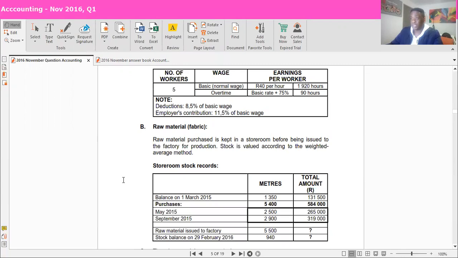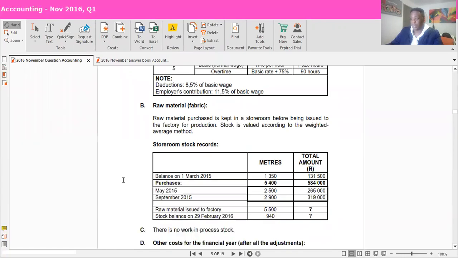They say raw material purchased is kept in a storeroom before being issued to the factory for production. Stock is valued according to the weighted average method, right? So you can see here that they bought so many meters of whatever fabric is being used. So they had 1,350 at the beginning, and then they purchased an additional 5,400, and then they took 5,500 and sent them to the factory.